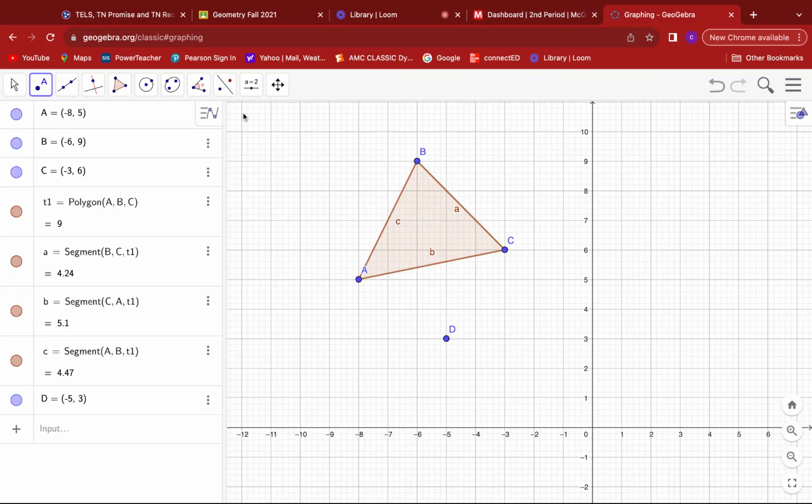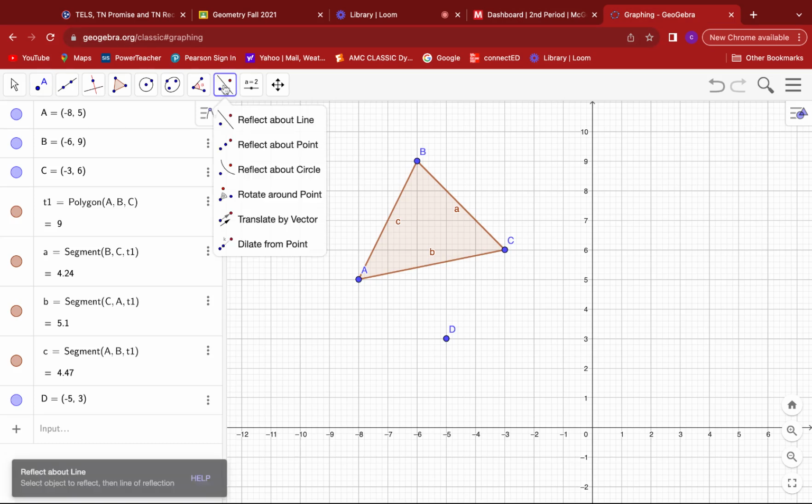All right, so I'm going to tell my computer to rotate. So I'm going to go to the third icon from the right, and I'm going to click on rotate around a point. And you'll notice down here in my lower left, if you don't have the point there, it's not going to let you do this. So you have to have that center of rotation. All right, so I'm going to click rotate around a point.